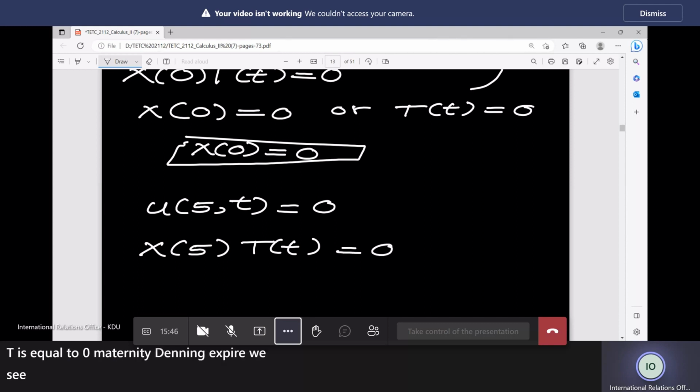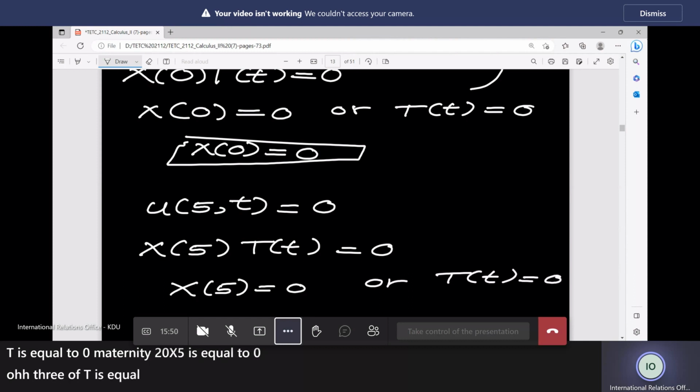X(5) is equal to 0 or T(t) is equal to 0.